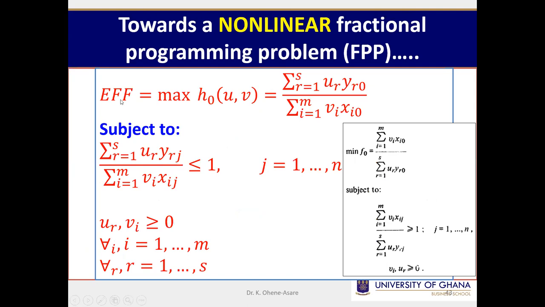Okay. So this is efficiency. The efficiency is maximizing the weighted output over the input. But of course, it's always subject to some constraint. And remember, we are talking about linear programming. Linear programming is where you maximize an objective function subject to certain constraints. Do you remember?